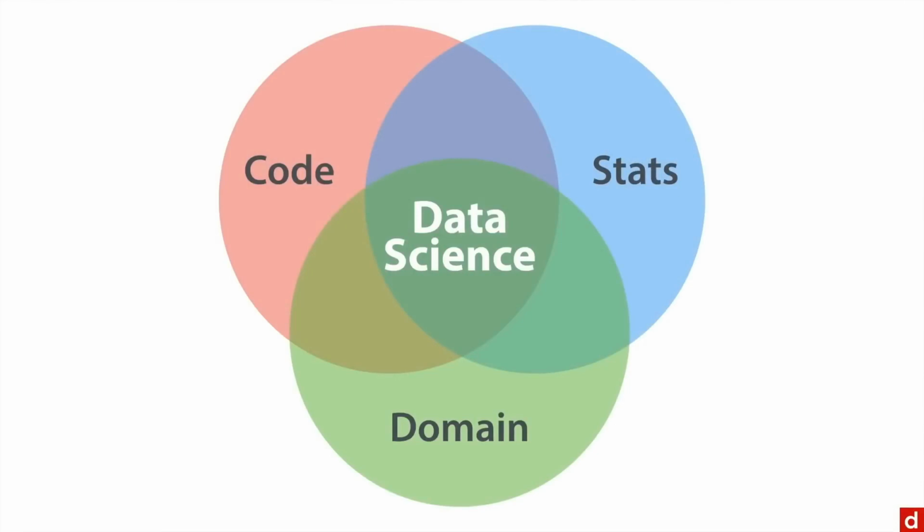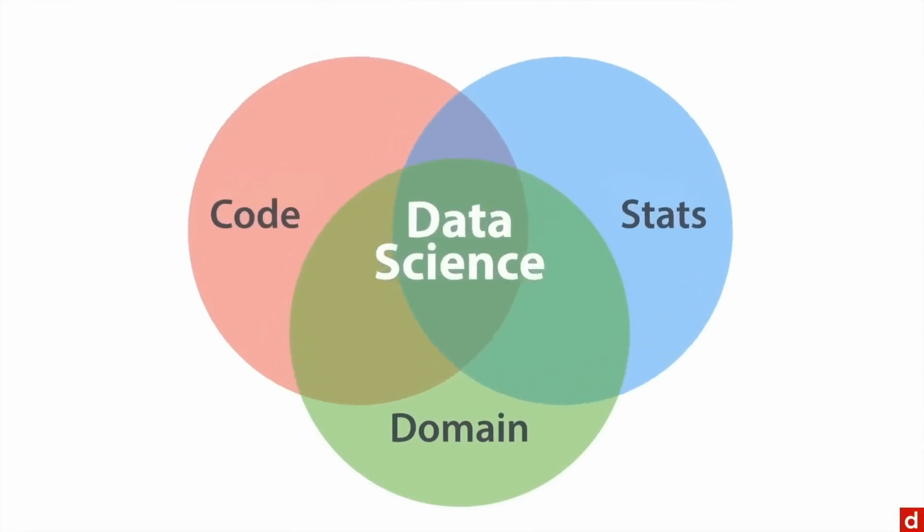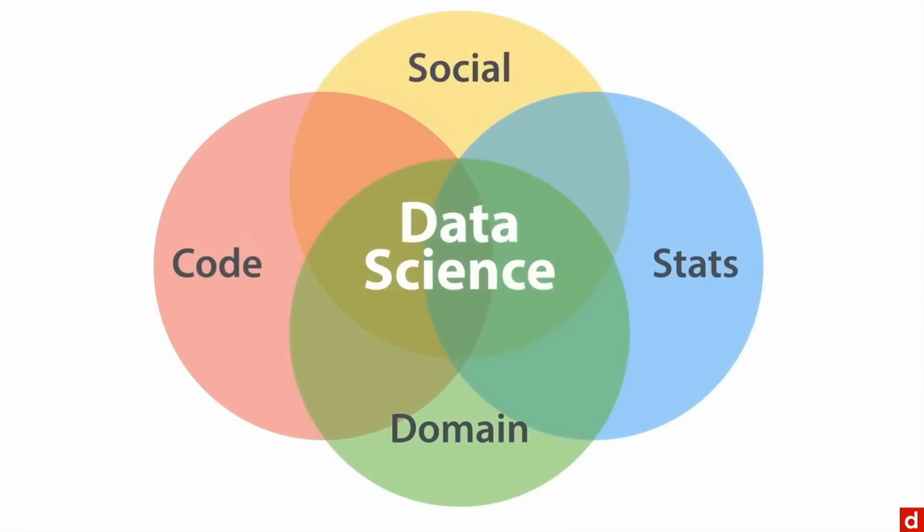Some people have proposed adding a fourth circle to this Venn diagram, and we'll put that in there and say that social understanding is also important, critical really, to valid data science. Now, I love that idea, and I do think that it's important to understand how things are going to play out. There's a few kinds of social understanding.